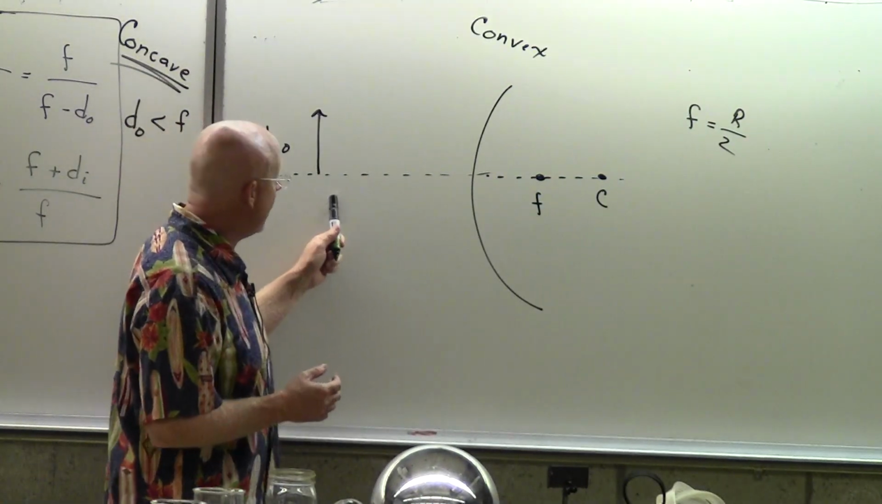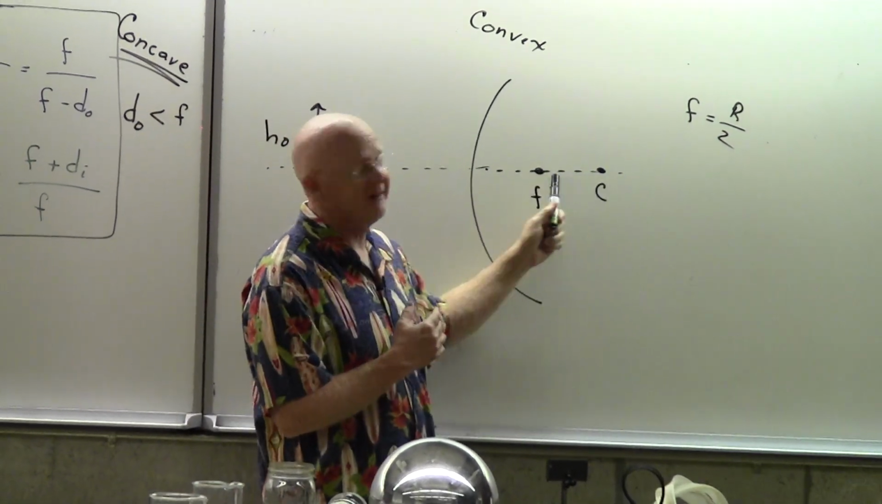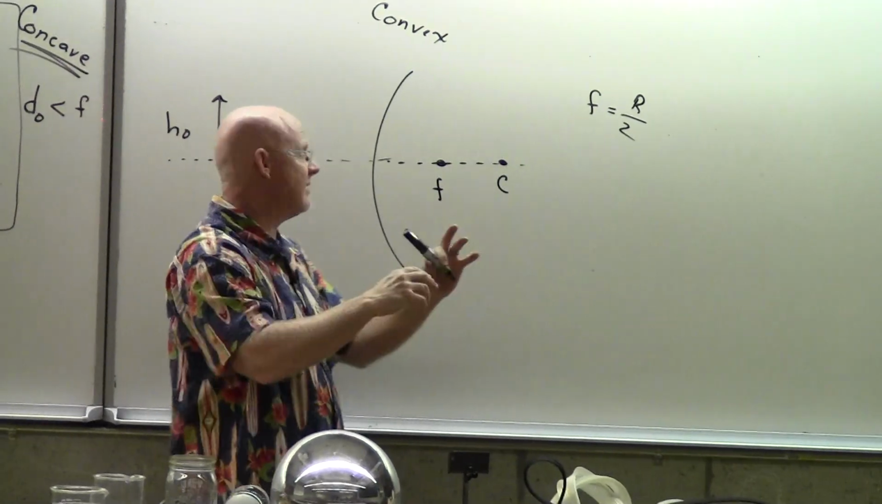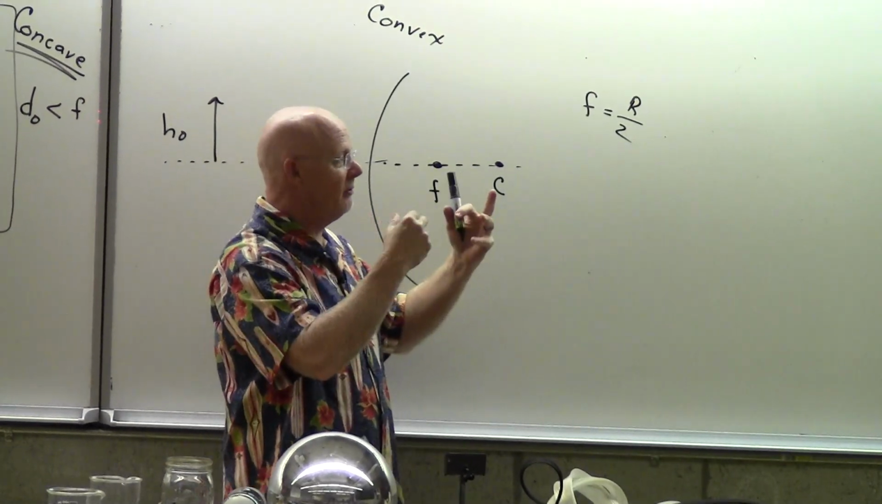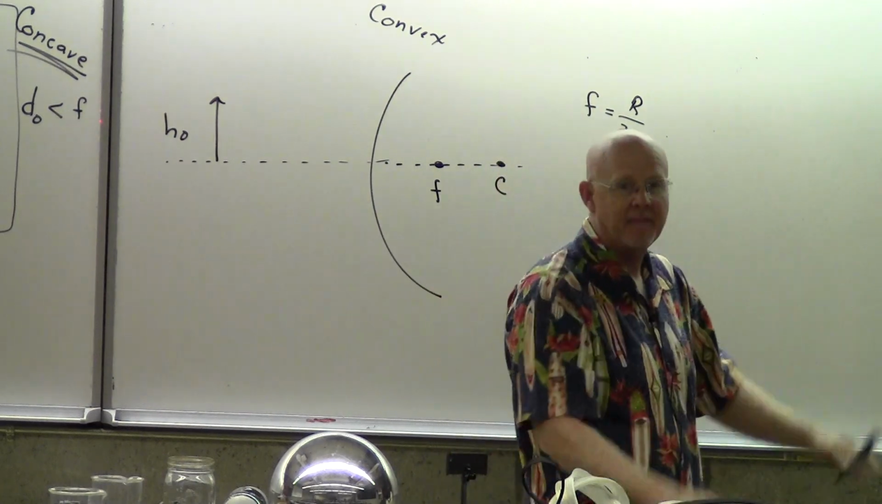You cannot get the object between the focal length and the center of curvature. That's on the other side of the mirror. You would be inside the mirror. You're not even using a mirror. I don't even know how to explain that.